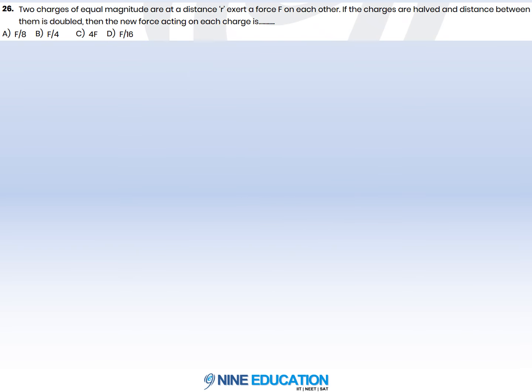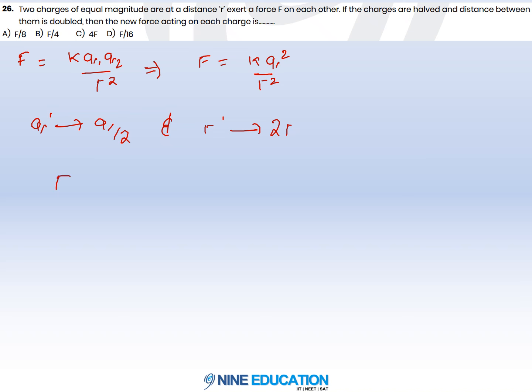As per Coulomb's law, the force between two charges is K Q1 Q2 by R square. In this question, the charges are of the same magnitude, so we can write K Q square by R square. Now, the new charge becomes Q by 2 and the separation between them is doubled, meaning 2r. So F dash becomes K Q dash square upon R dash square. Just put the value: Q by 2 whole square upon 2r whole square.